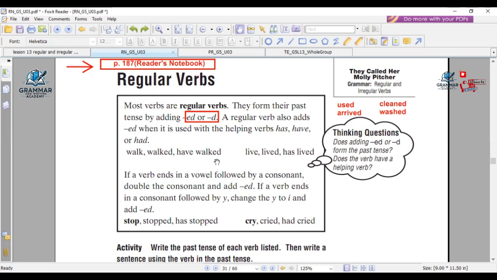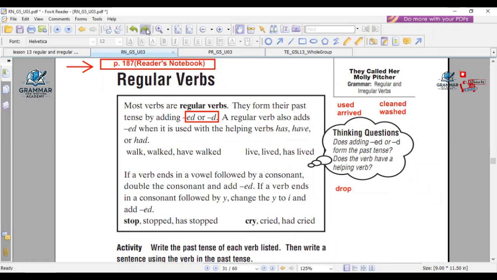If a verb ends in a vowel followed by a consonant, double the consonant and add ed. If a verb ends in a consonant followed by y, change the y to i and add ed. Stop ends with a consonant after a vowel. We're gonna double the last consonant of stop before adding ed. If I have has as a helping verb, it will be also stopped. Cry has y at the end. Before it there is a consonant, so I have to change the y before adding ed. Cried. Had, a helping verb, had cried.